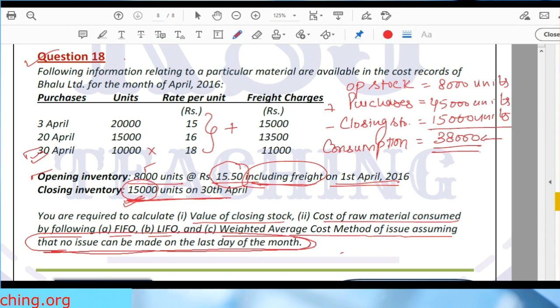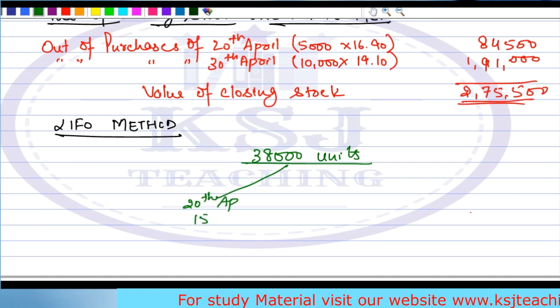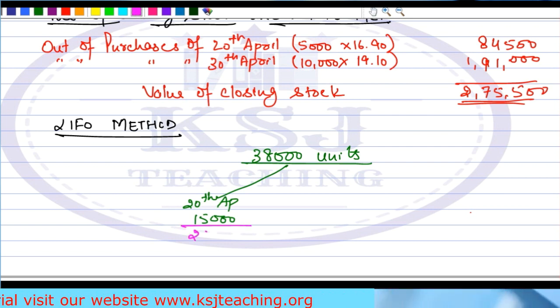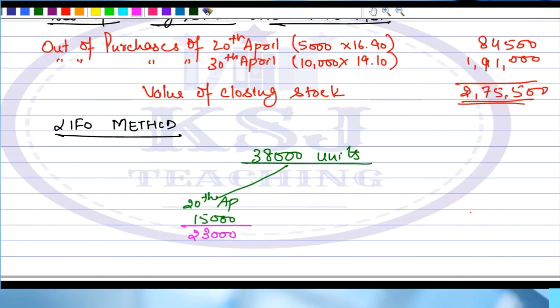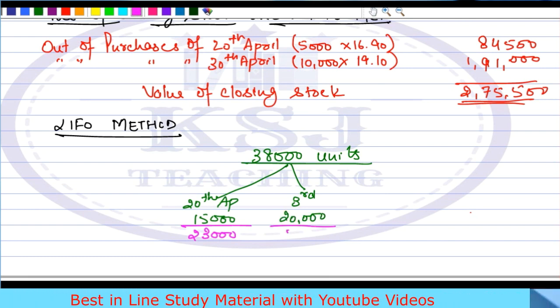Now, out of the 20th April material, we will issue first 15,000. So we'll issue out of 20th April, how much? 15,000 units. So what is left, sir? What is left is 23,000 units. Now, the next you will utilize is 20,000 units from this 3rd of April. So we'll utilize now from 3rd of April, how many? 20,000 units. So what is left, sir, is just 3,000 units.